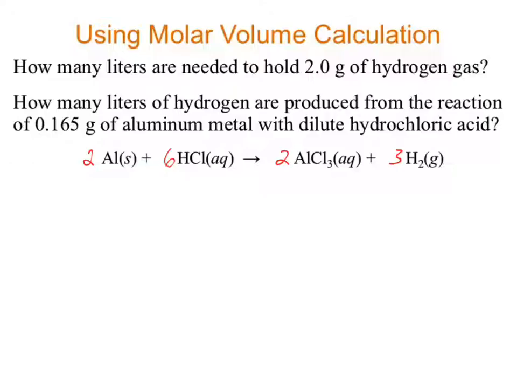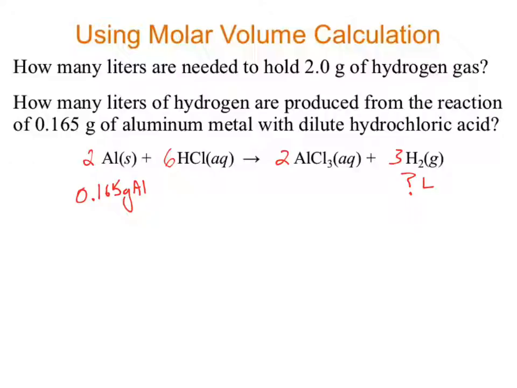Okay. The next part is focusing on what are we trying to get to? Well, what do I want to know? The liters of hydrogen. So I have a big old question mark for the liters of hydrogen. I don't know why I wrote it that way again. Question mark, liters. What information am I given? I'm given 0.165 grams of the aluminum metal. Am I given anything else?